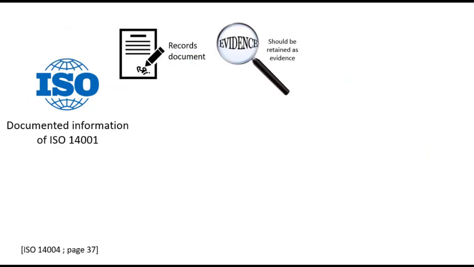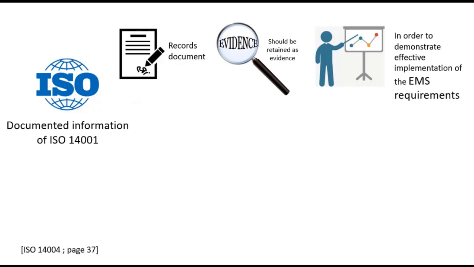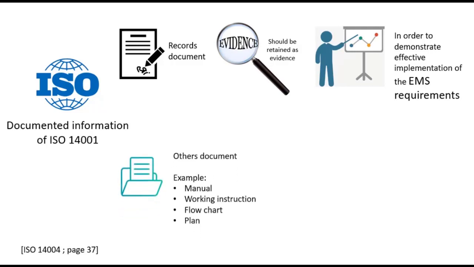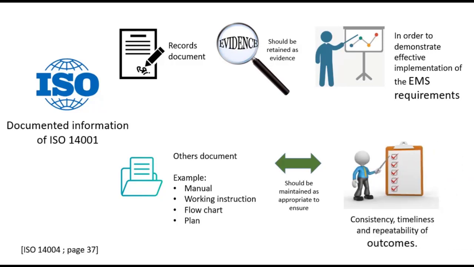It could be a record or document that should be written as evidence in order to demonstrate effective implementation of the environmental management system requirements. And this document could be a manual, working instruction, flowchart, plan, and others. And all these documents should be maintained as appropriate to ensure the consistency, timeliness, and repeatability of the outcomes.